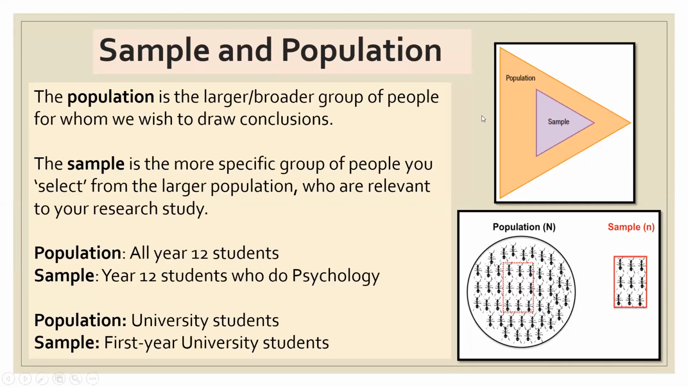The population is the larger group of people from where we draw the sample. If you look at these little diagrams here on the side, you'll notice the population is the big orange triangle, and the little purple triangle inside is the sample. So the sample is always within the population. It's like a subset of the population. If you look at this diagram of ants here, the population is all these ants, this high number of ants, and the sample is the 9 ants that we obtain from the population. So remember, samples are not just drawn from nowhere, they're always drawn from an actual population, okay?